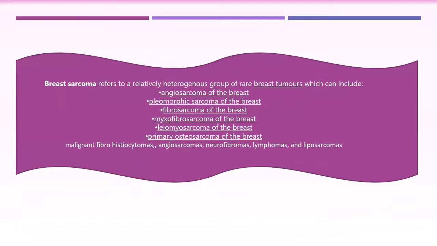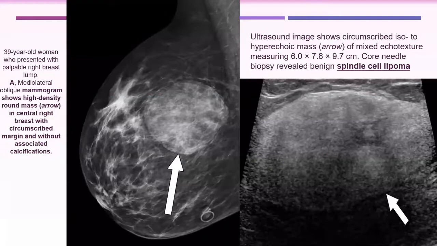These are a heterogeneous group of sarcomas. All are rare. All the heterogeneous groups of sarcomas represent only about 3% maximum of breast malignancy. So it's extremely rare.